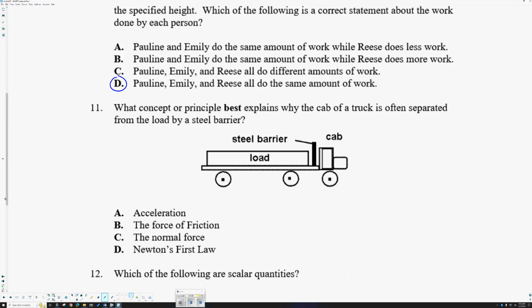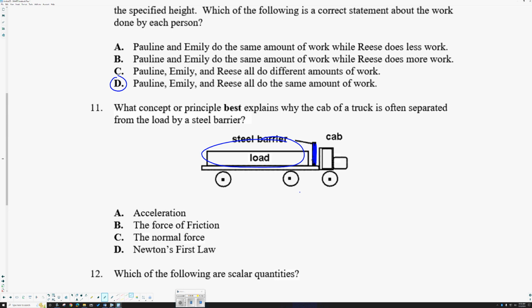Question 11 says, which concept or principle best explains why the cab of a truck is often separated from the load by a steel barrier? You know that a truck has a lot of inertia, right? When it stops, that load of the truck, which is usually pretty heavy, wants to keep going in a straight line. If it's not fastened down properly, then maybe it does keep going in a straight line. Sometimes you get this little steel barrier to prevent this load from hitting the cab if the load keeps going in a straight line when the truck itself stops.